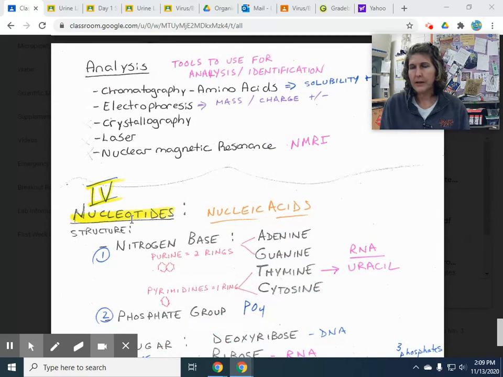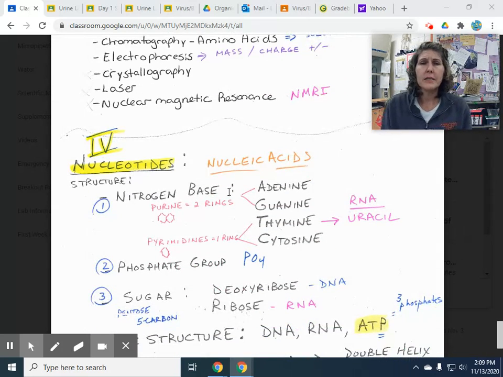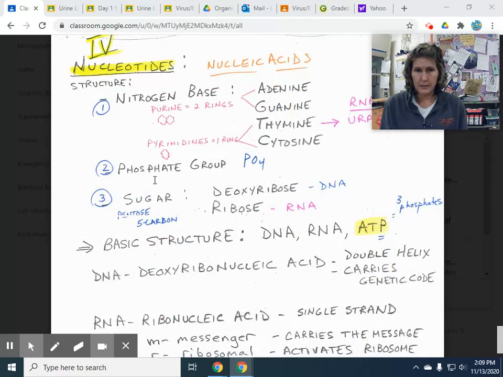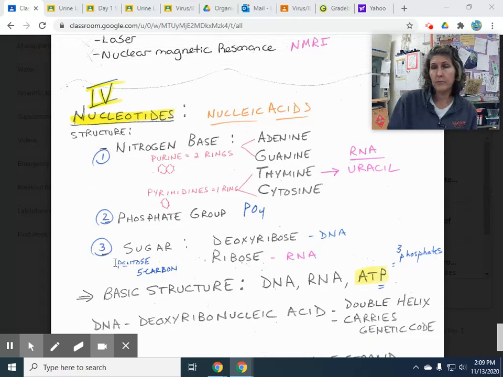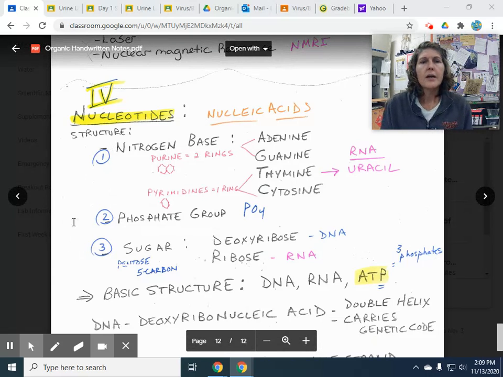Leads us to our last one. And like I said, we do this one pretty quick because you will have a whole section on it. But it's your nucleotides, which make up your nucleic acids. And once again, they are made up of one sugar, one phosphate, one nitrogen base. Or as it says here, one nitrogen base, one phosphate, one sugar. Do it backwards for you.